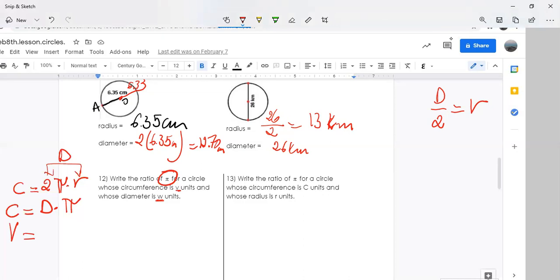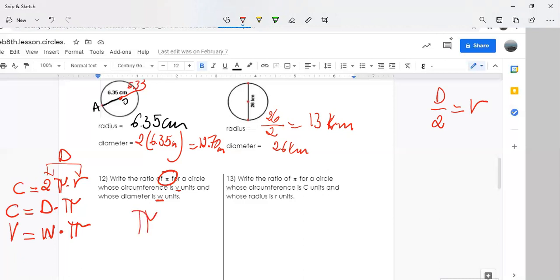And the diameter is w, okay? So the diameter is w times pi. They just, this is a silly question. I don't even like it. They're just going to confuse you, but they just want you to replace the variables. Instead of c, put v. Instead of d, put w, okay? And then write, what would pi be equal to?